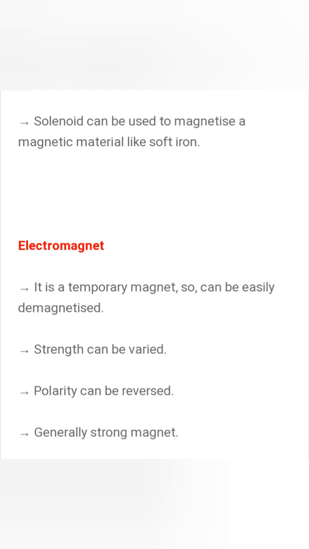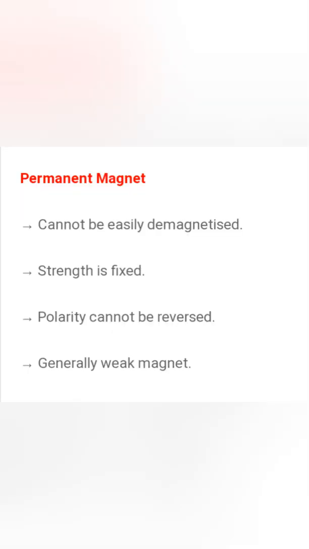An electromagnet is a temporary magnet. It can easily be demagnetized. Its strength can be varied. If you increase the current or the number of loops, the strength of the magnetism will increase. Polarity can be reversed by changing the direction of the battery terminals, and it can be a stronger magnet compared to other ones. Now we are discussing the permanent magnet. They cannot be demagnetized easily. Its strength is fixed. Polarity cannot be reversed, and generally they are weak magnets compared to an electromagnet.